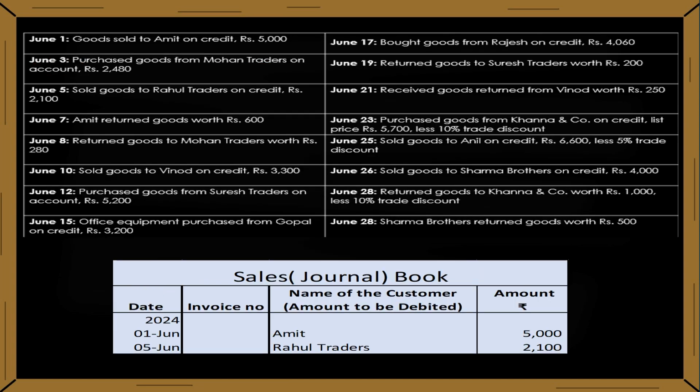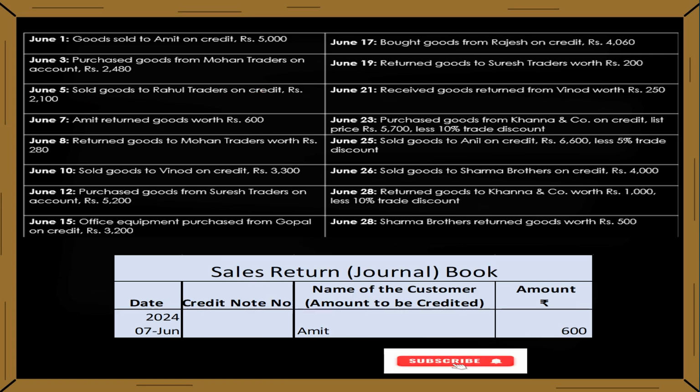On June 5th, we have sold goods to Rahul Traders on credit rupees 2,100. So now we have to take the sales journal book. Date is June 5th. Name of the customer is Rahul Traders, 2,100 rupees.